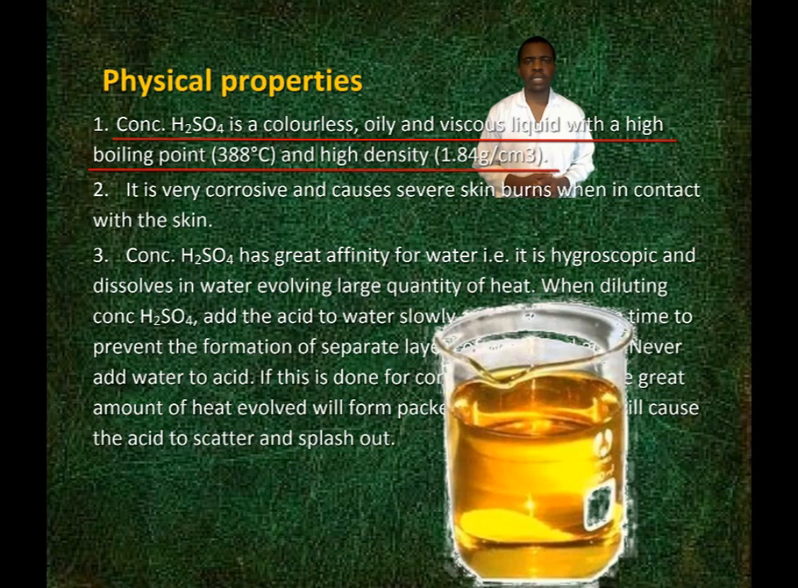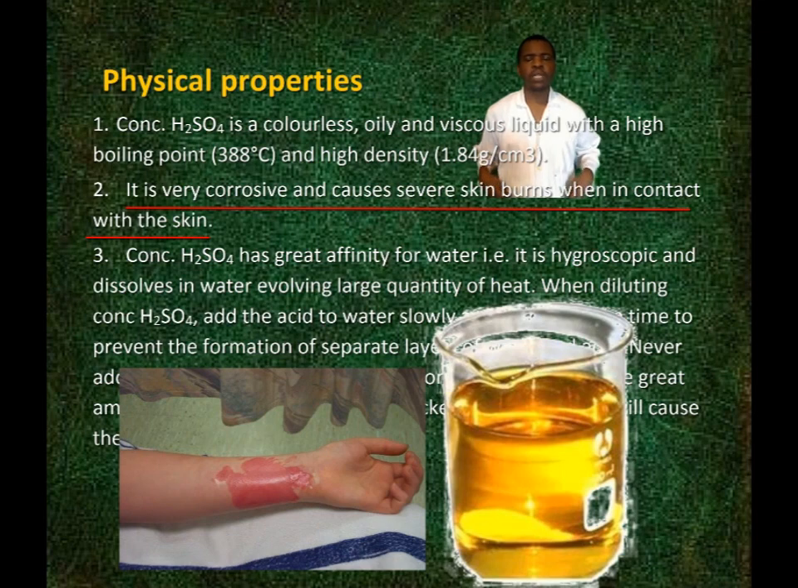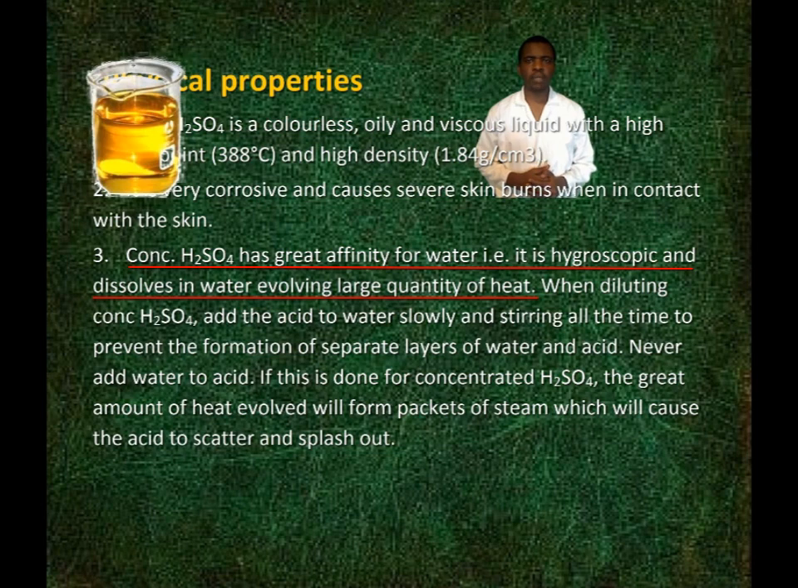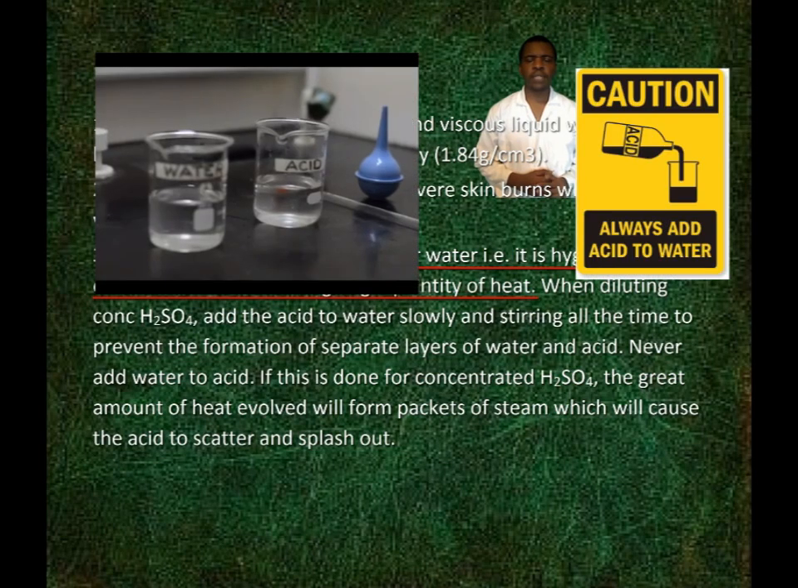Concentrated sulphuric acid is a colorless, oily and viscous liquid with a high boiling point of 388 degrees centigrade and high density of 1.84 grams per cm³. It is very corrosive and causes severe skin burns when in contact with the skin. Concentrated sulphuric acid has great affinity for water. That is, it is hygroscopic and dissolves in water, evolving large quantity of heat.